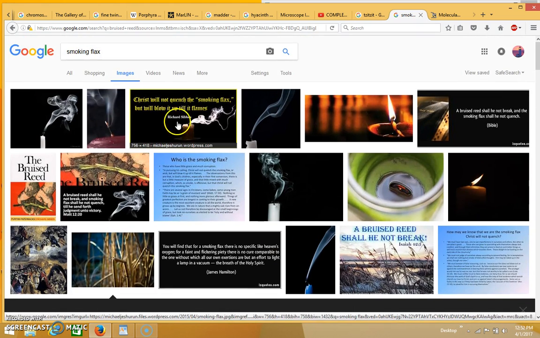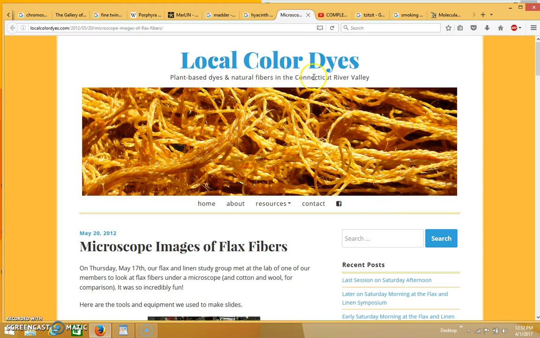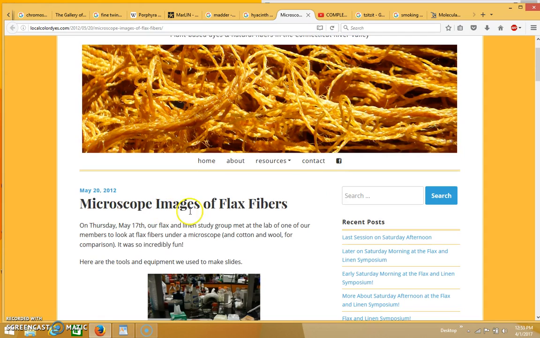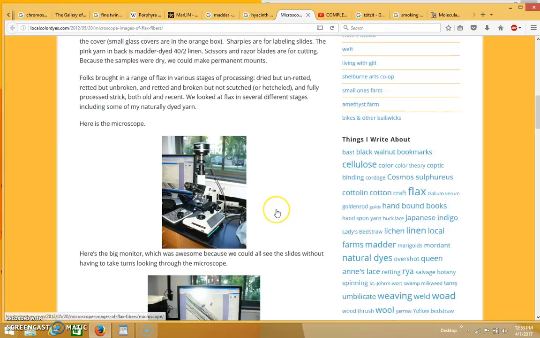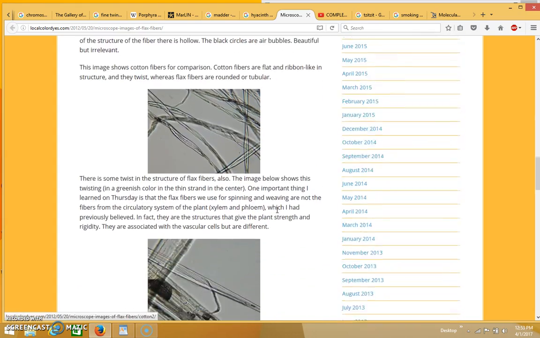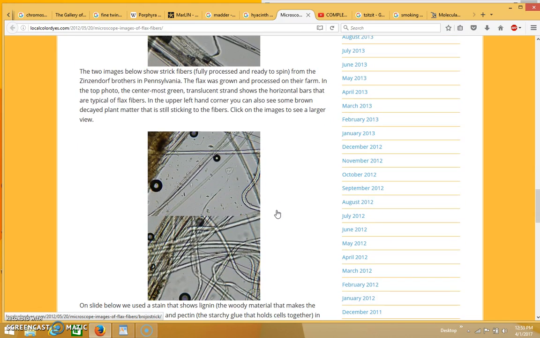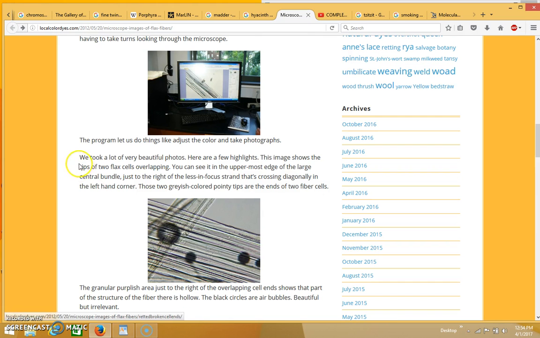Okay, so now I want to get back to the smoking flax. And so I just want to show you what flax looks like under a microscope, and you can see this website over here. It says microscope images of flax fibers. And so when you look at the flax under a microscope, you see that it also is a hollow tube. Okay, I'll just read this description over here. It says, we took a lot of very beautiful photos. Here are a few highlights.